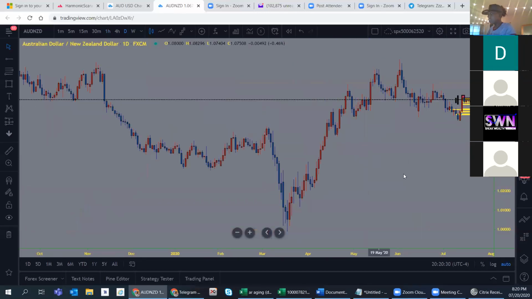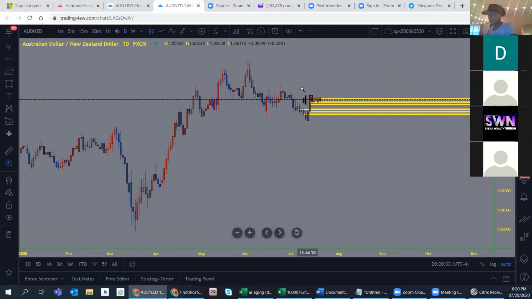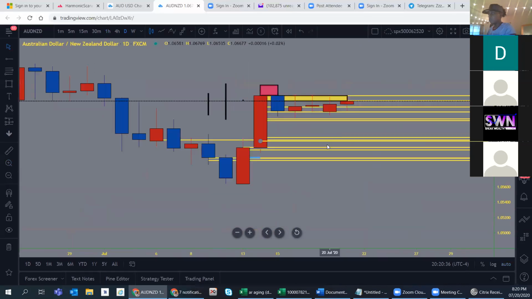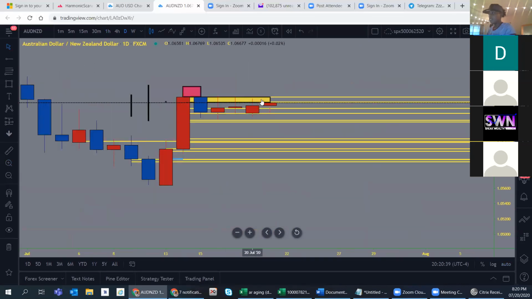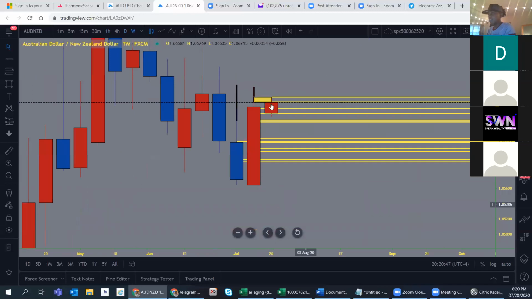ain't nothing but wicks. Ain't nothing but the banks messing with all the people who like this high time frame. Nothing but wicks up there. It's time correlation. Look at this one. Just one candle, but ain't nothing but a wick.